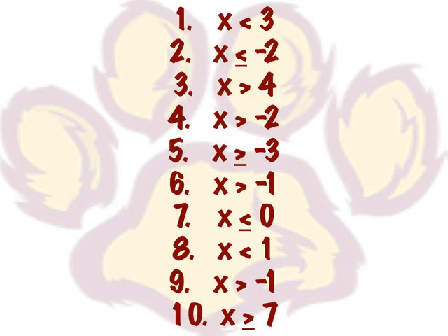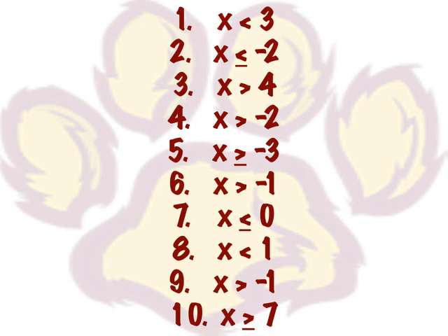Number 1, x is less than 3. Number 2, x is less than or equal to -2. Number 3, x is greater than 4. Number 4, x is greater than -2. Number 5, x is greater than or equal to -3. Number 6, x is greater than -1.